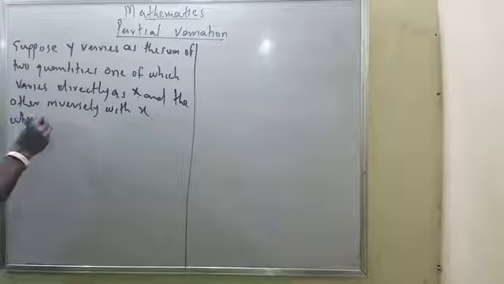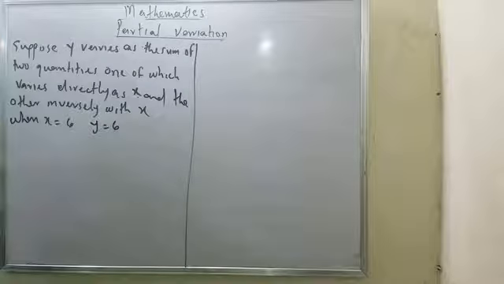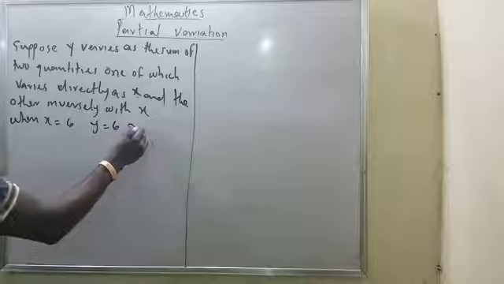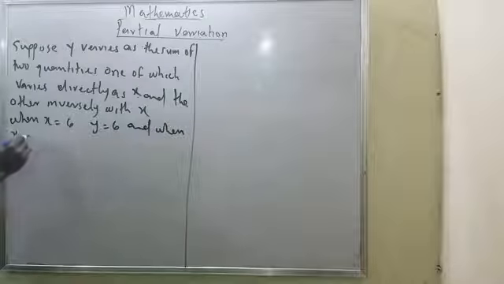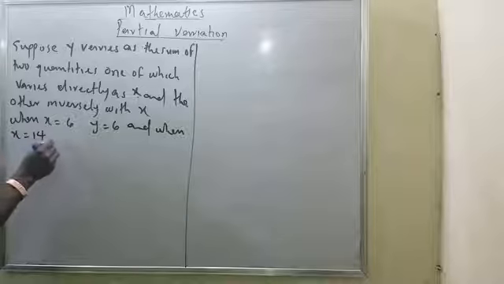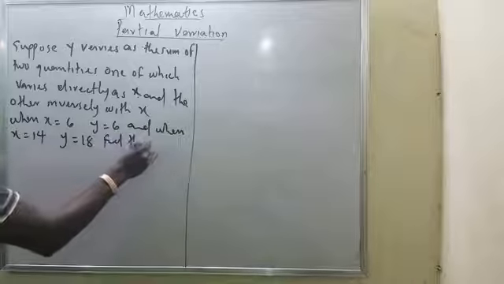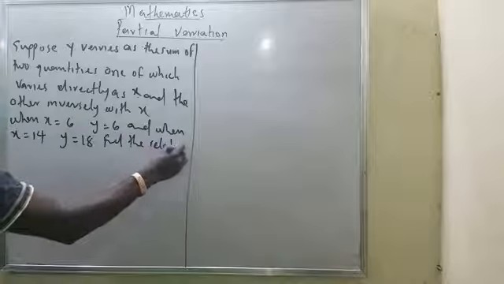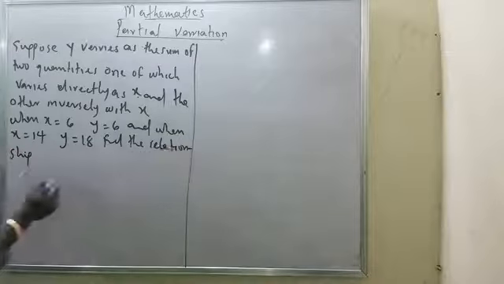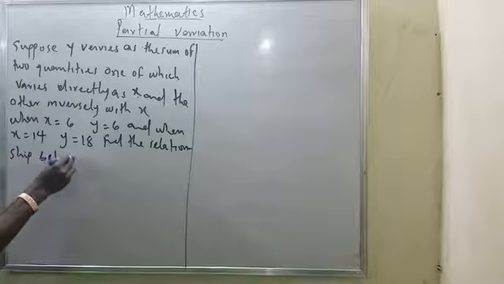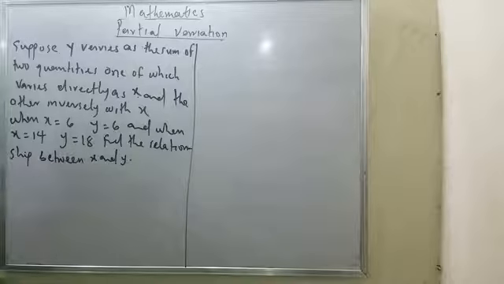When x equals 6, y equals 6, and when x equals 4, y equals 18. Find the relationship between x and y. Now, solution to this problem.